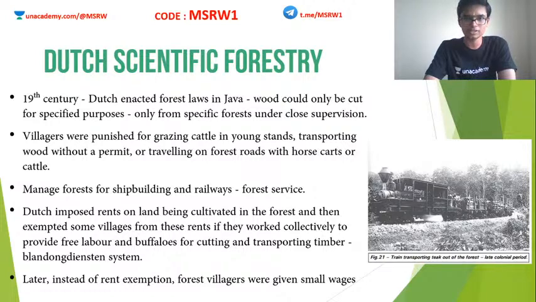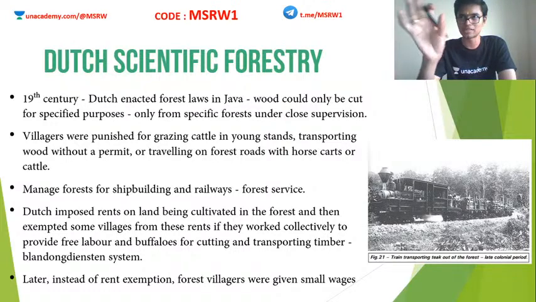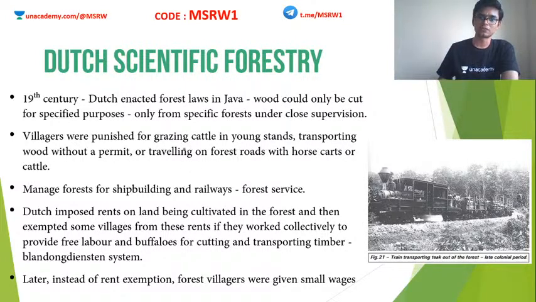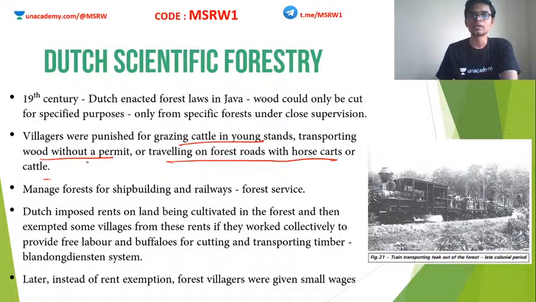So according to these forest laws, wood could be cut only for specific purposes. Okay, it cannot be cut for the local needs or anything. It has to be for specific purposes, that too under supervision. Clear? So wood was cut from specific forest areas only under supervision. This was part of this Dutch scientific forestry. Villagers were punished for grazing cattle in young stands, transporting wood without permit, traveling on forest roads with horse carts, cattle, etc. So just like the British reserved forest, the Dutch also implemented the same system in Java.